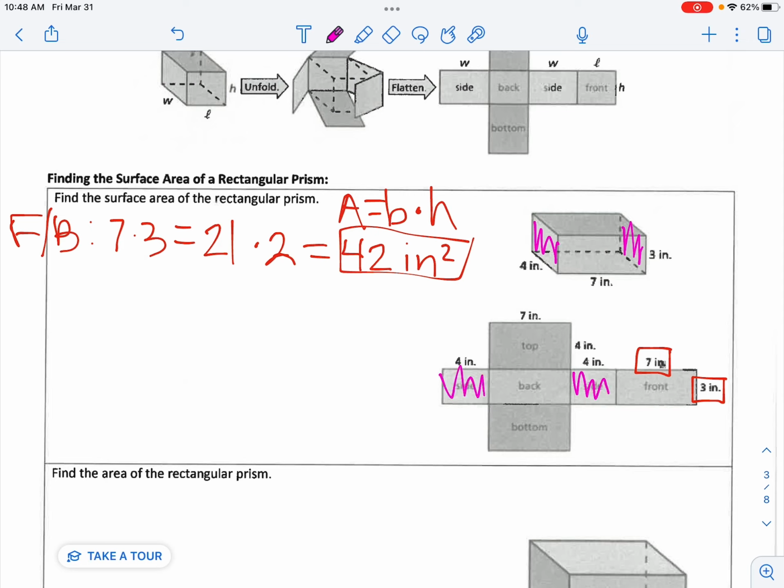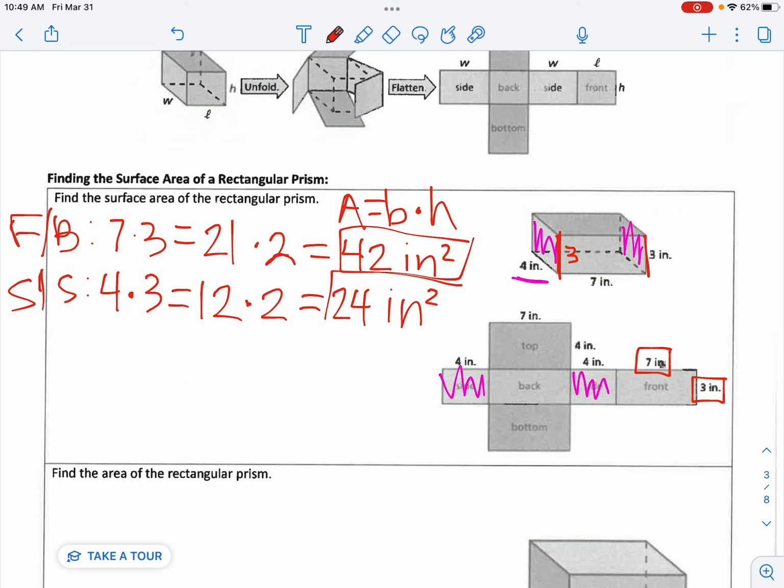So you can see my base is 4 right here. I need to figure out my height right here, and I see it's 3 over here, so it has to be 3 right there. So to find the area of our side, we do base times height, so we'll do 4 times 3. So over here I'm going to write side/side, and it's 4 times 3, which equals 12. Since we have two sides that are exactly the same, we're going to multiply by 2, because there's 2 of them, and we get 24 inches squared.